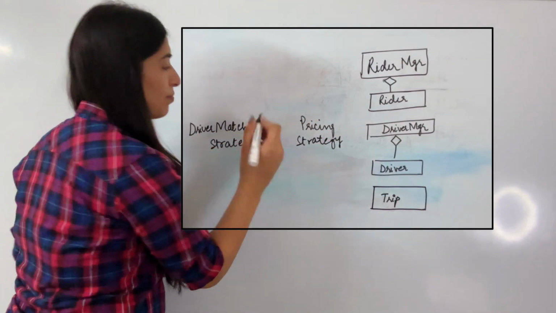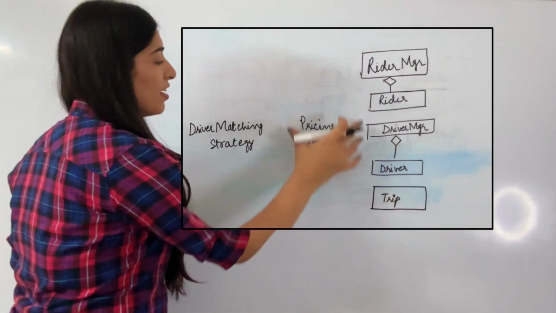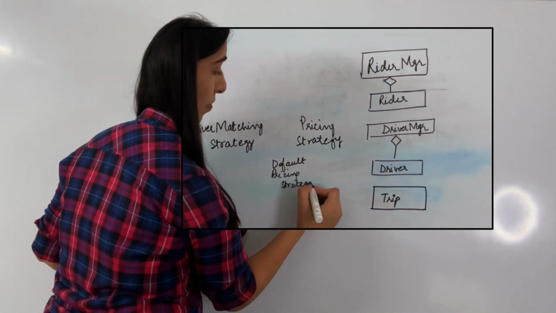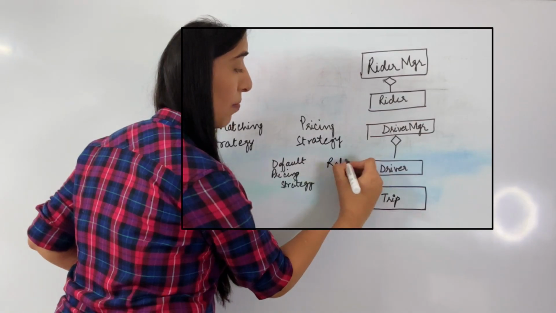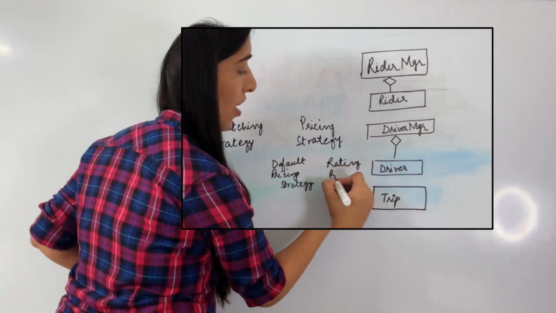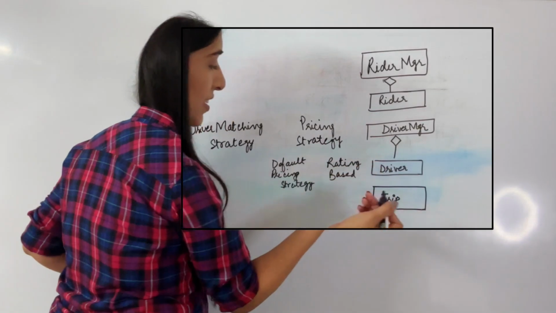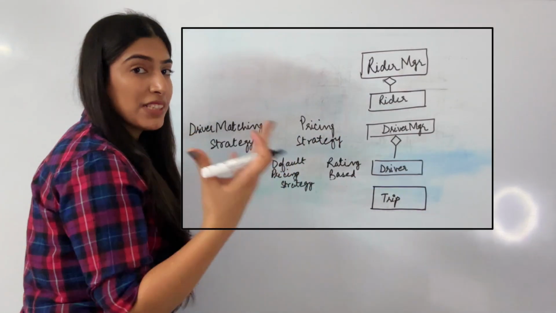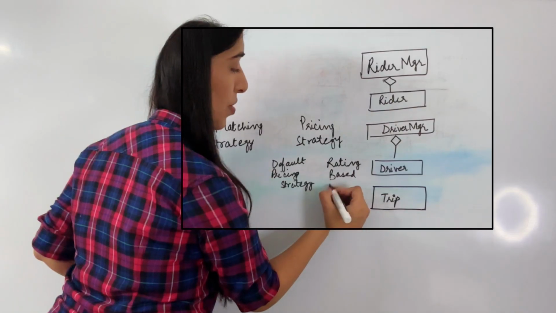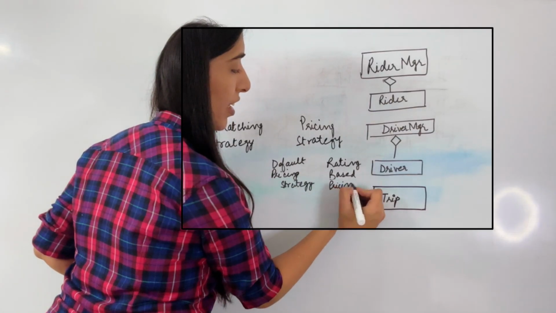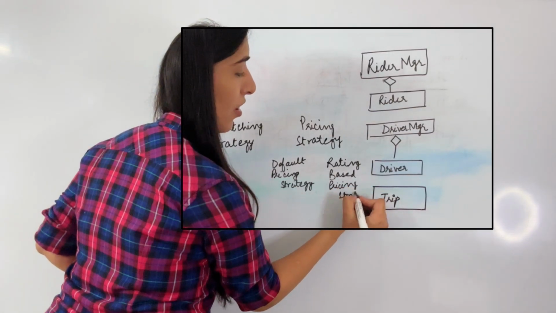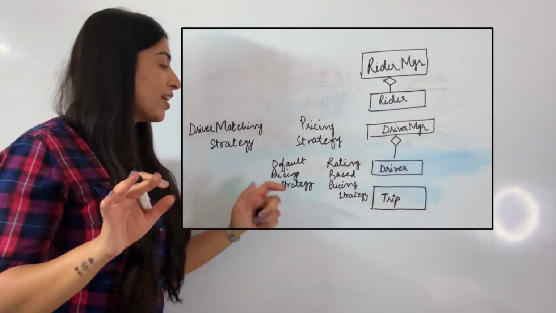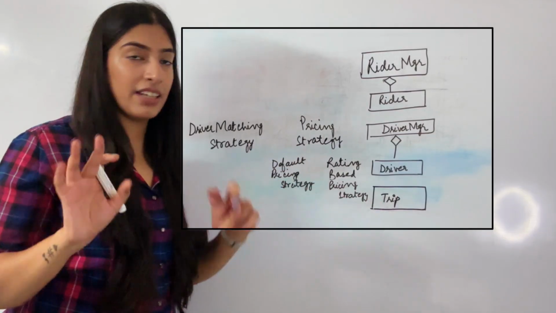Now there can be a bunch of pricing strategies. Suppose there is one default pricing strategy, or it can be say a rating based pricing strategy. So you could be doing your pricing, maybe a default pricing like per kilometer, this is the price. Or maybe on the basis of rating, you're deciding that this is going to be my price now. So there is rating based pricing strategy. Obviously, as we had discussed earlier, there can be a lot of pricing strategies possible. Here we have taken two examples, default pricing and rating based.